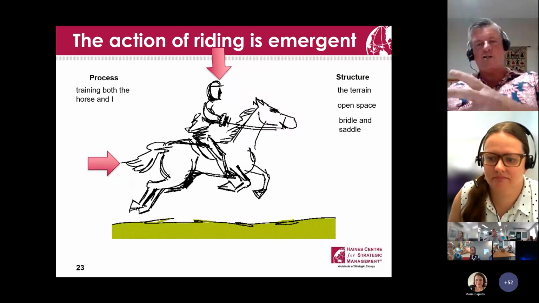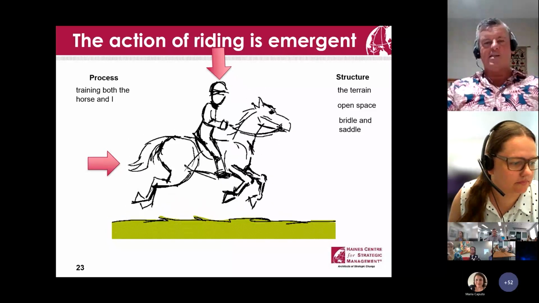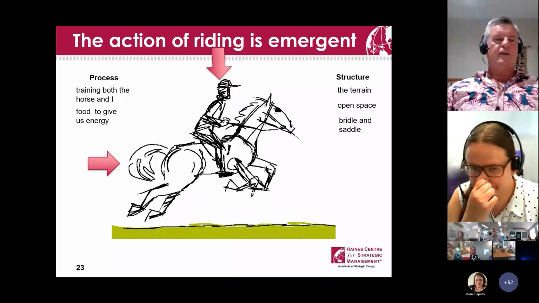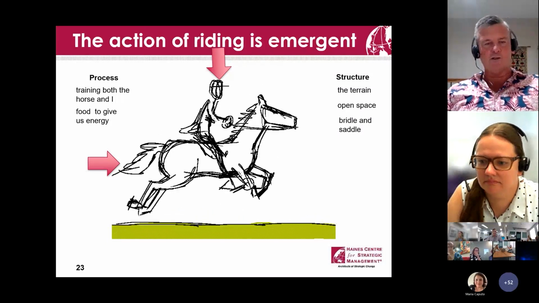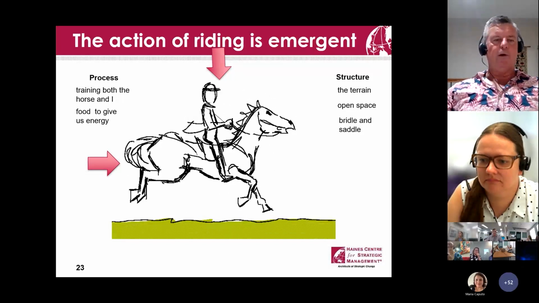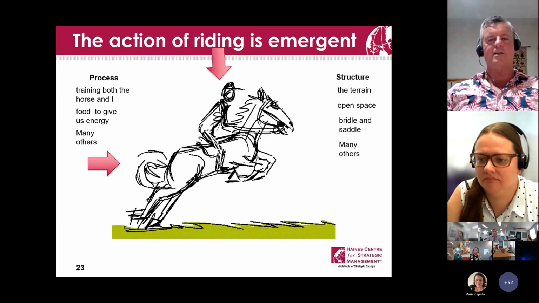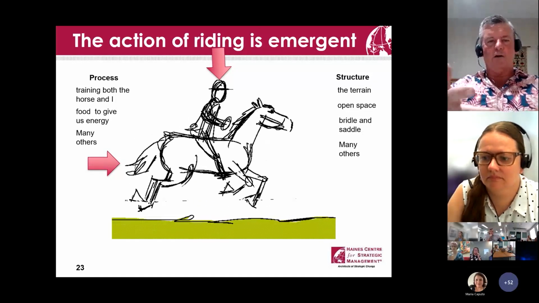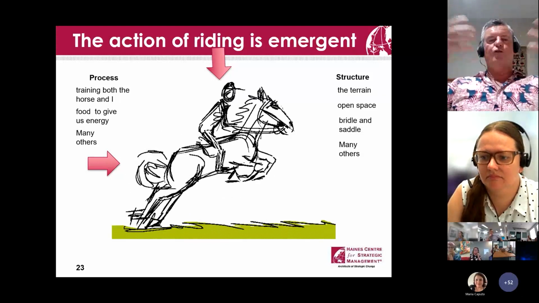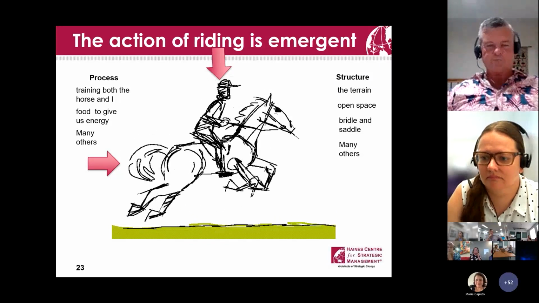Of course, another structure is the bridle and saddle that keeps me on the horse in a safe way. And of course, another process issue would be the food to give us energy. So the horse needs to be well fed, and we've both got to have enough energy to do that. And so there's many other process, many other structure examples that you could think of to lead to that successful emergence of a positive riding experience.